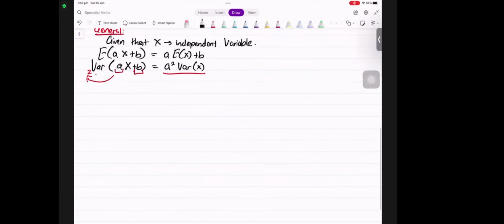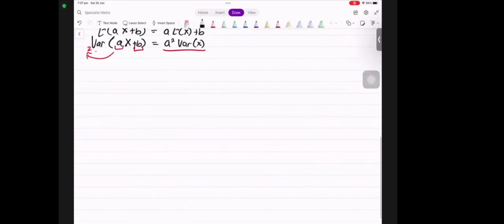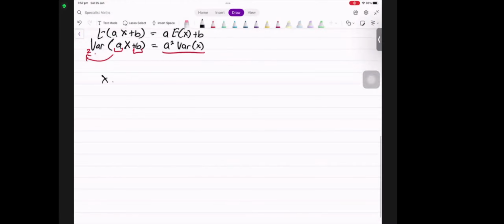Then there's something new that comes up, but actually, I'll quickly give an example. Let's say you have an independent variable X, your mean was 5 and your standard deviation was, let's say, 3. Well, if you had E of 5X plus 1, that's equal to 5 times E of X plus 1, which is the same as 5 times 5 plus 1, which is just 26.